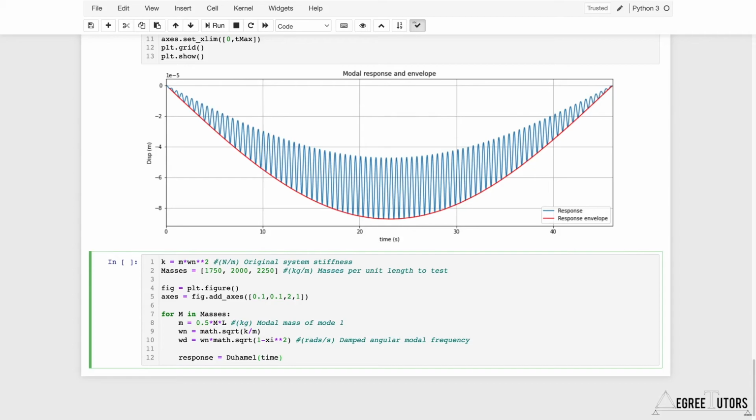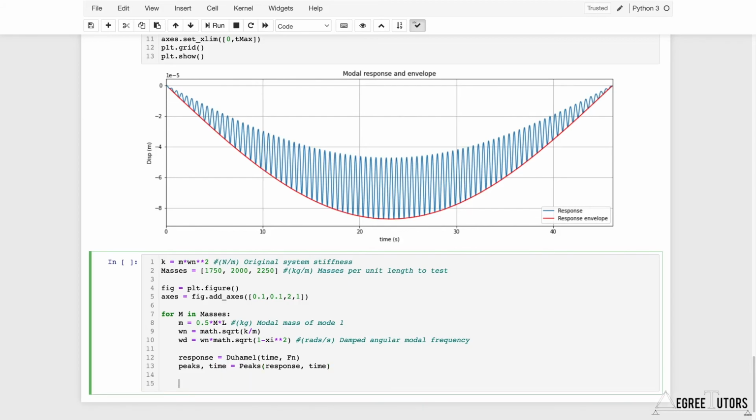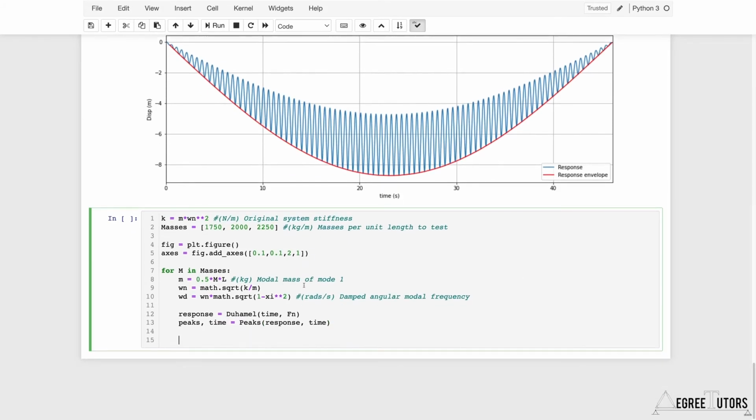Now the modal force doesn't change, so we're relying on the previous definition of the global force, or the modal force. And now that we've got the response, we can call peaks, with a capital P, and we're going to pass in response and time, and assign the output of that to peaks and time. All right, and now that we have that, we can plot it onto our graph.